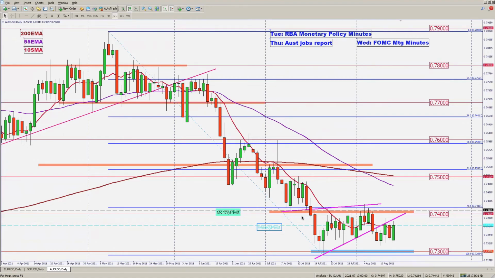So since falling lower into this 0.73 support level, it has not been able to climb up higher, and eventually it will have to either break out higher or break down. But for now, it's further consolidation.